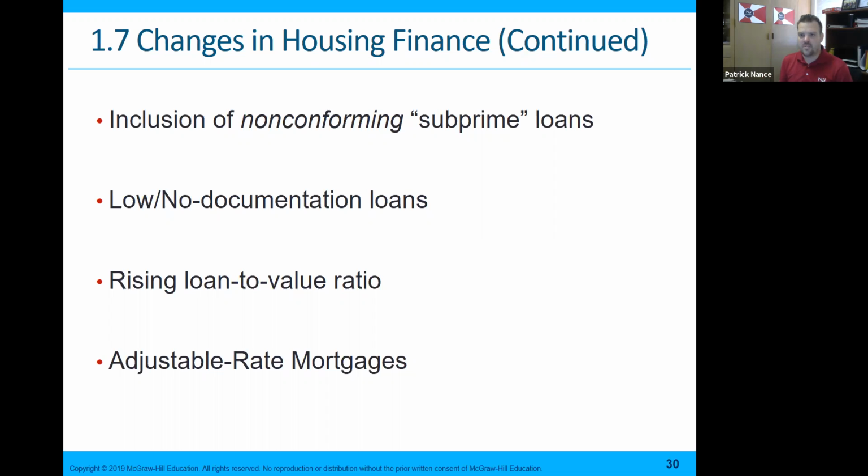And then ARMs, adjustable rate mortgages, where you would start out at a given rate, but the rate would go up or down based on a lot of things, could be based on the banks themselves, could be based on prime rates. Adjustable rate mortgages versus fixed rate mortgages.